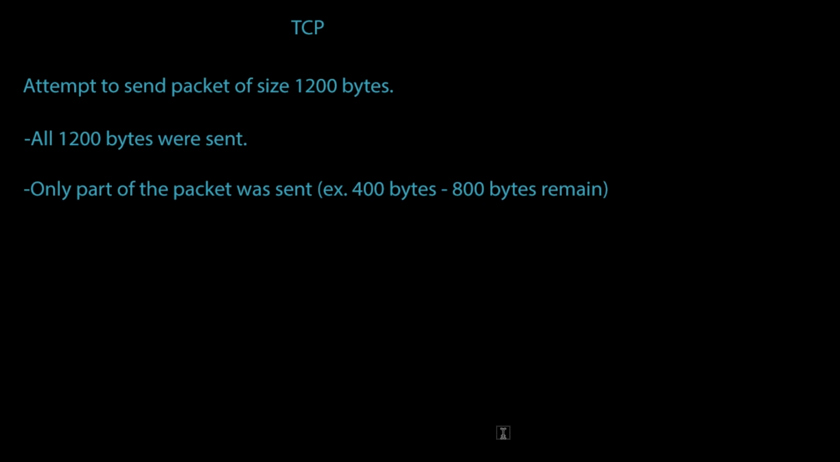TCP works like a stream. So if we attempt to send a packet of 1200 bytes, we have pretty much two options, considering that the connection doesn't get dropped. We could either have all 1200 bytes be sent, or we could have only part of that packet be sent. For example, maybe the first 400 bytes were successfully sent, but the rest of the packet was not. So we still have 800 bytes that we need to attempt to send again.